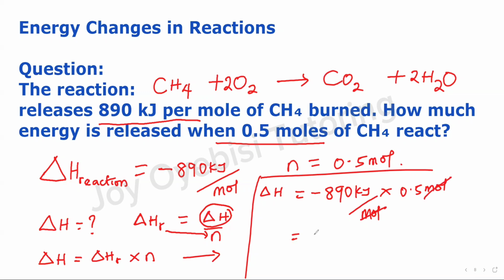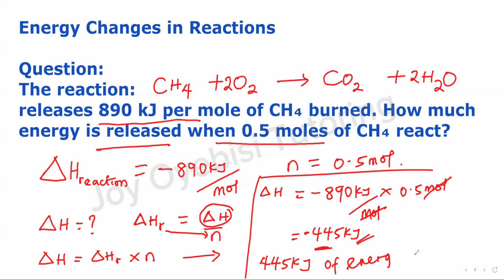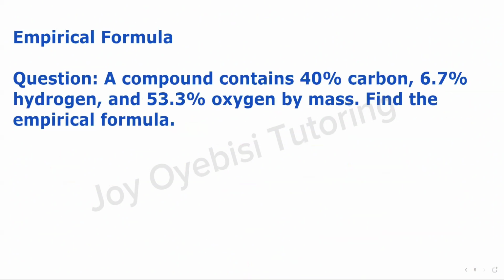And that will give negative 445 kilojoules as the heat released or the energy released. Again, in negative. How much energy is released? That's the question. So you can go ahead and say 445 kilojoules of energy released. If you want to write it in words, okay, is released. And that's it. The last question I have is on empirical formula.